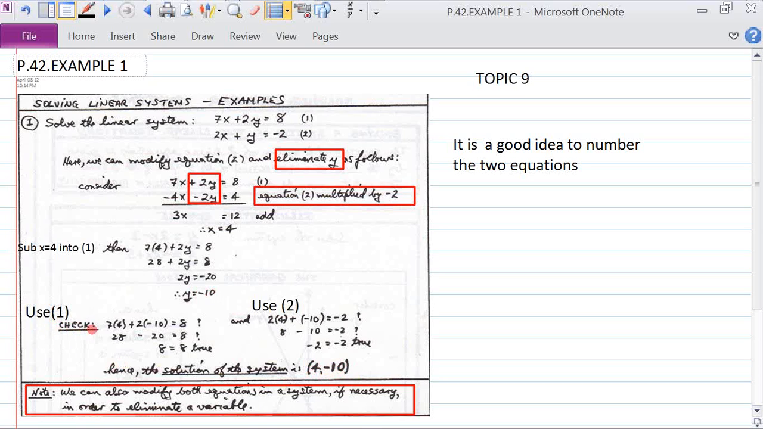Now there is a way of checking this, and that is to work on the left side with x equal to 4 and y equal to minus 10 right here. Go back always to the original equations. 7 times 4 plus 2 times minus 10. So that's 28 minus 20 gives us 8. And the right side is 8.